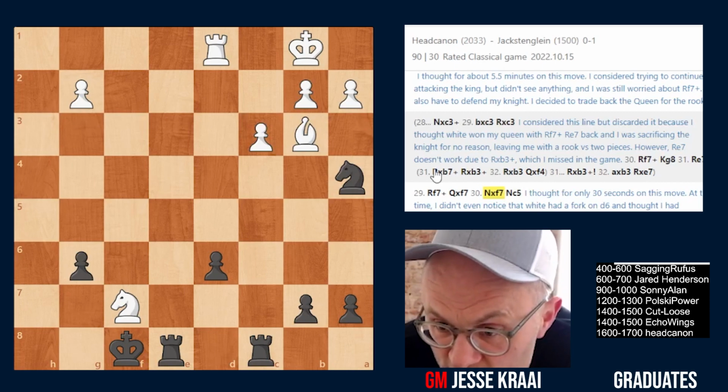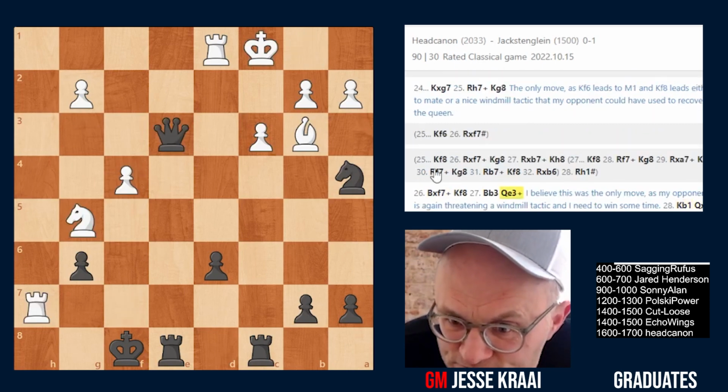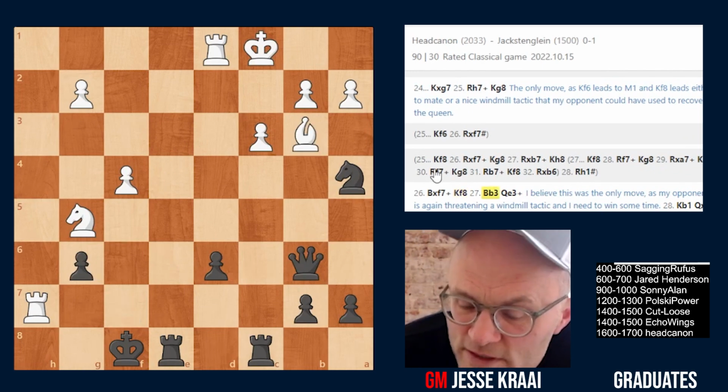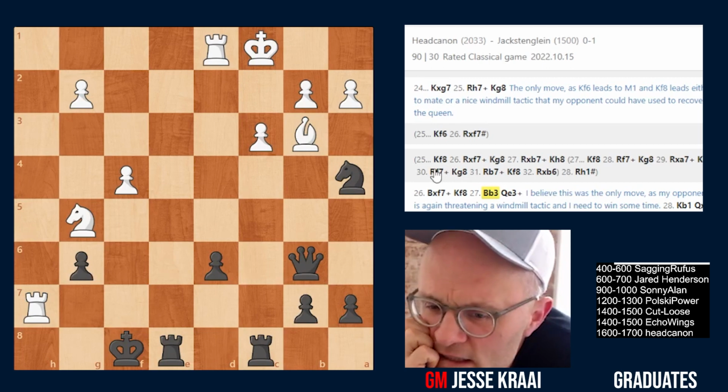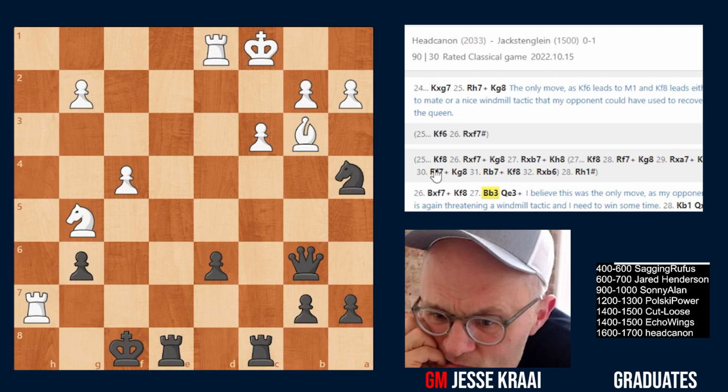Wow, this is hard. This one's actually tough. Hold on. Did it have to be like this? Hold on. Now, this is too interesting. So, bishop b3. Is this as complicated as Jack is making it seem? I'm not sure. It's complicated.